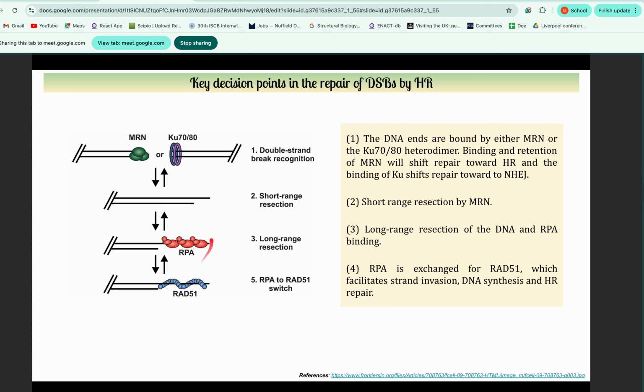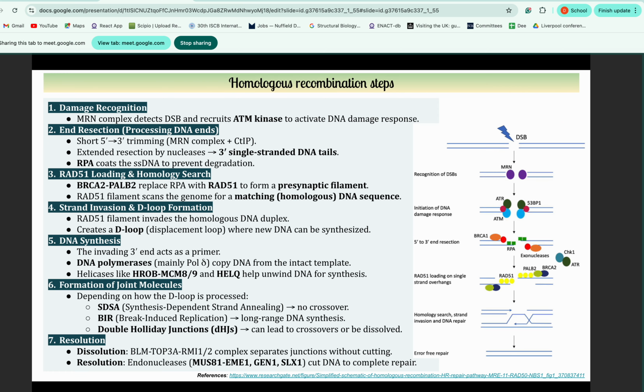And the fourth is that this RPA gets replaced with RAD51. This replacement is also known as the RPA to RAD51 switch. So it is exchanged. This facilitates the search for the sister chromatid or homologous part, and it will also lead to strand invasion and DNA synthesis, which is necessary for homologous recombination. So these are the decisions which are taken during the homologous recombination process, that is, when to use which protein complex.